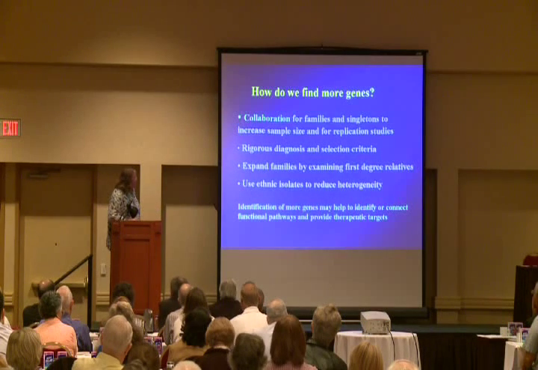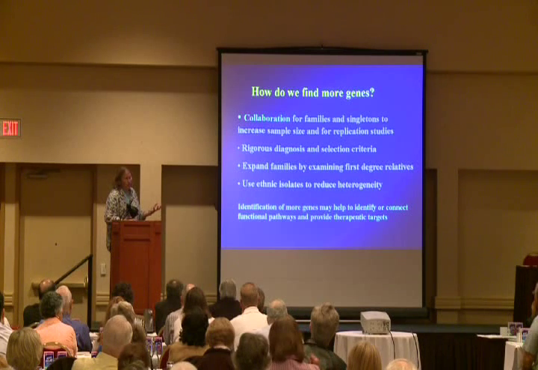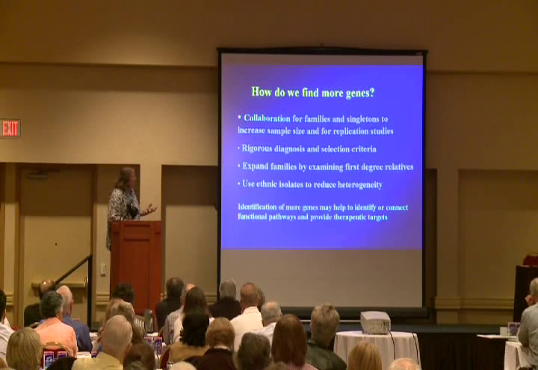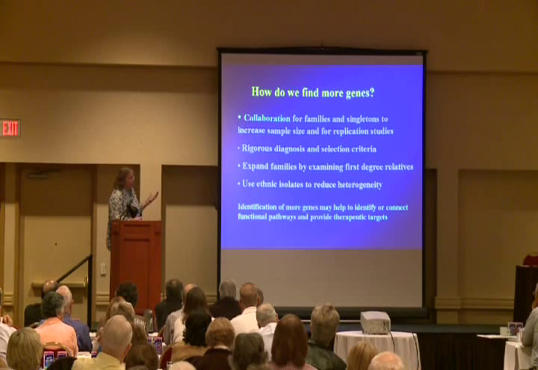And so I'm going to finish with how do we actually find more genes, and the biggest thing, of course, is collaboration, because we need much more numbers. So any one center maybe has 200, 300, 400 patients, but we need thousands of dystonia patients, focal dystonia patients of all different types in order to find genes related to focal dystonia. So collaboration for families and singletons to increase the sample size and to replicate things that we find.